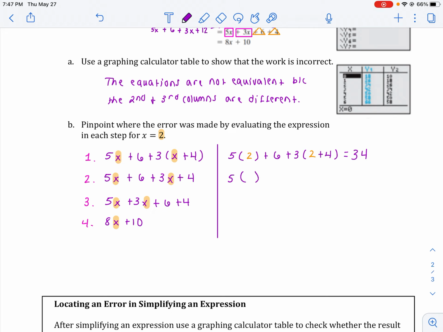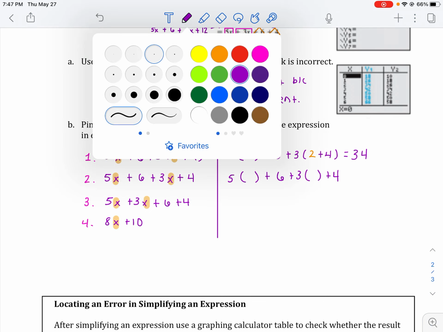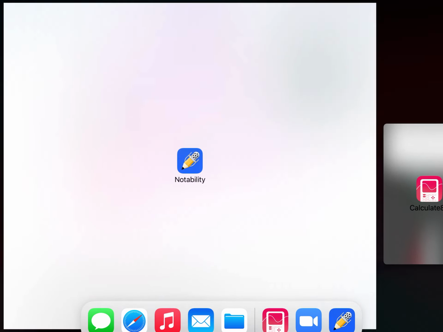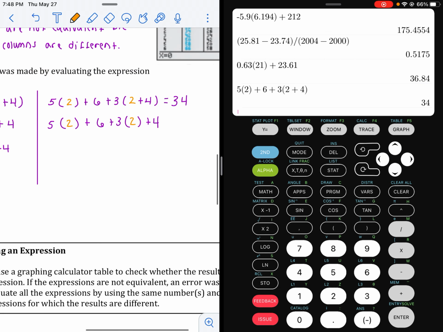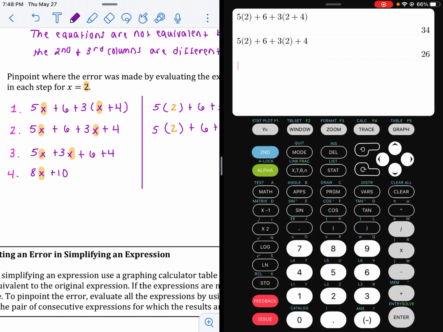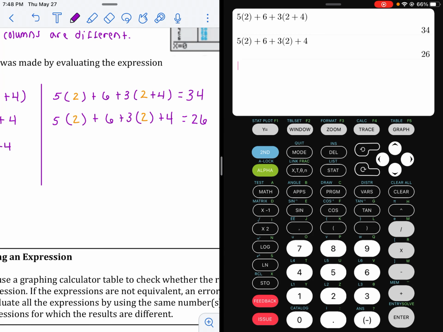Okay, then I'm going to take 2 and plug it in everywhere in the second line, and we'll see what we get. I guess I'll go ahead and check all of these since I clearly made an error on my key. I don't want to make another one. So 5 times 2 plus 6 plus 3 times 2 plus 4. Okay, that equals 26. If these were equivalent expressions from step 1 to step 2, we should be getting the same result. So because they are not the same number, I know immediately that I made an error in step 2.